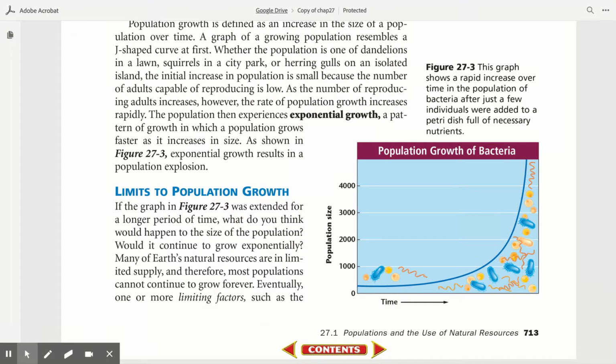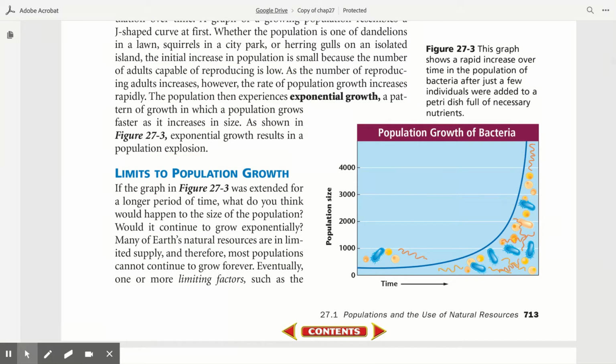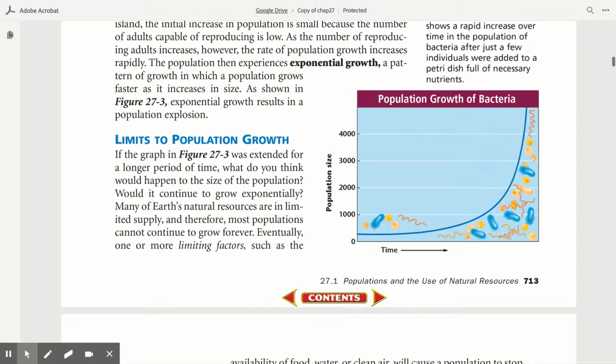Population growth is defined as an increase in the size of a population over time. A graph of a growing population resembles a J-shaped curve at first. Whether the population is one of dandelions in a lawn, squirrels in a city park, or herring gulls on an isolated island, the initial increase in the population is small because the number of adults capable of reproducing is low. As the number of reproductive adults increases, however, the rate of population growth increases rapidly. The population then shows exponential growth, a pattern of growth in which a population grows faster as it increases in size. As shown in figure 27.3, exponential growth results in a population explosion.